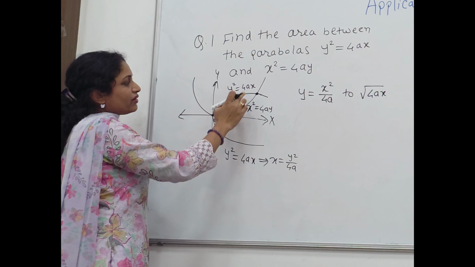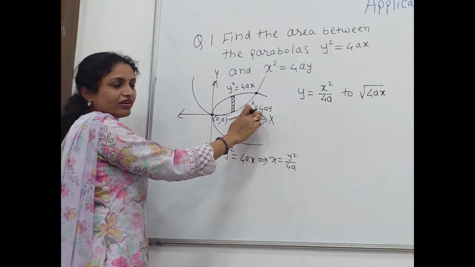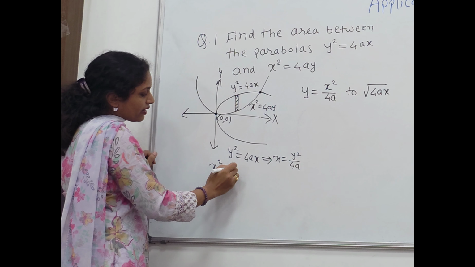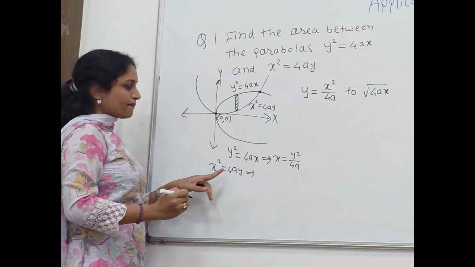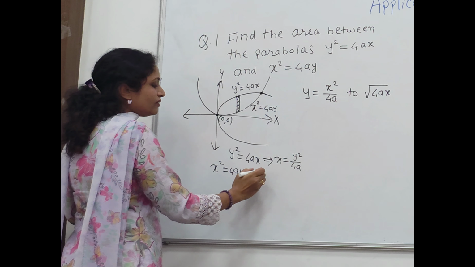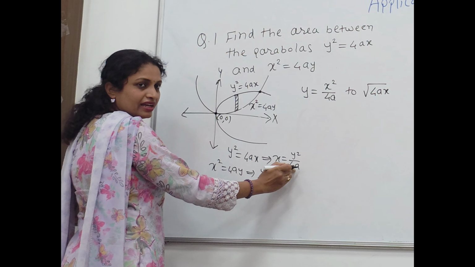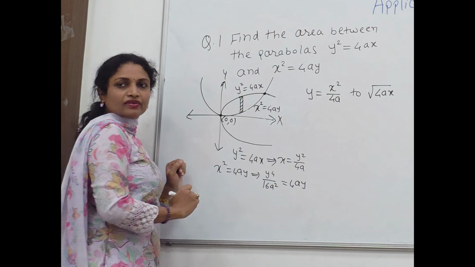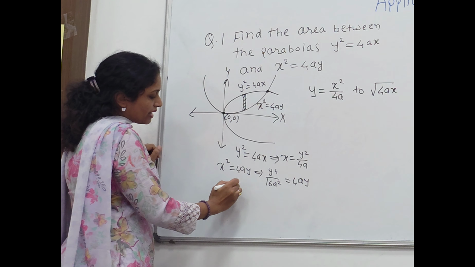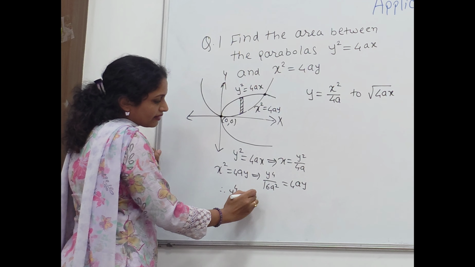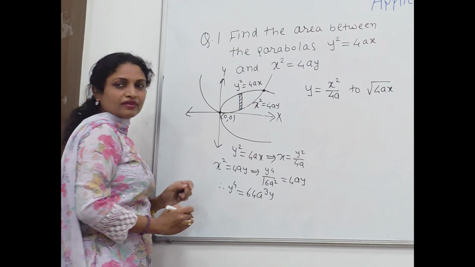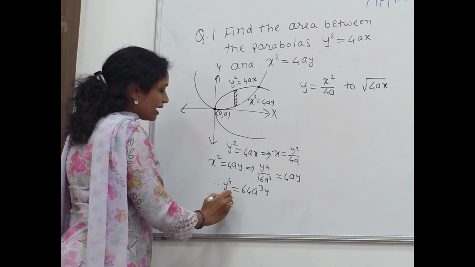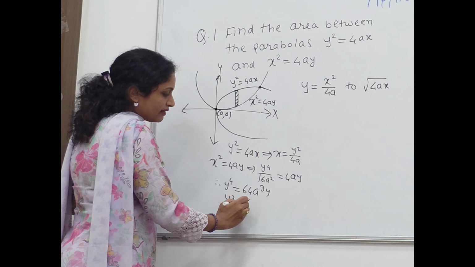So here we are going to put the x value in this equation. If you put x² = 4ay, it becomes the square of y²/4a, that is y⁴/16a² = 4ay. Or we may write it as y⁴ = 64a³y. y will get cancelled from both sides. What remains? y³ = 64a³.